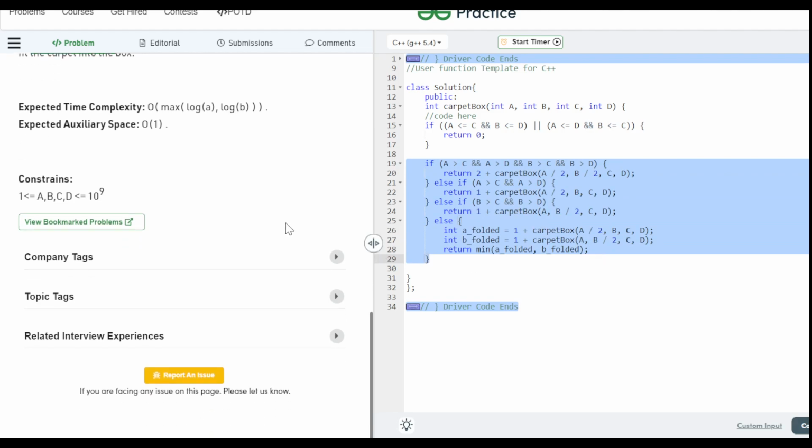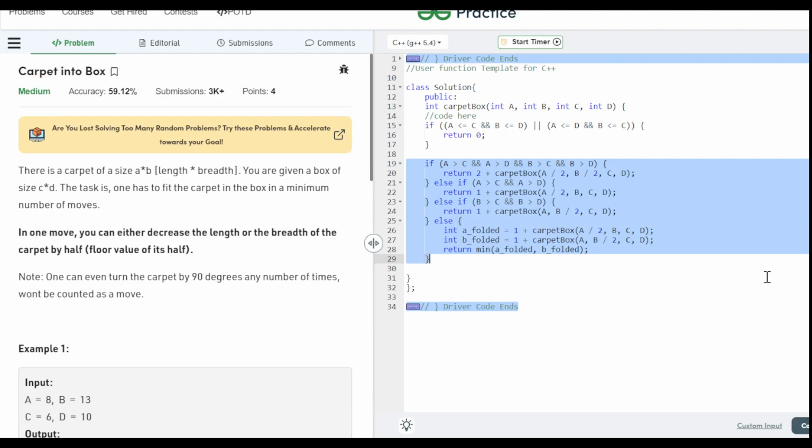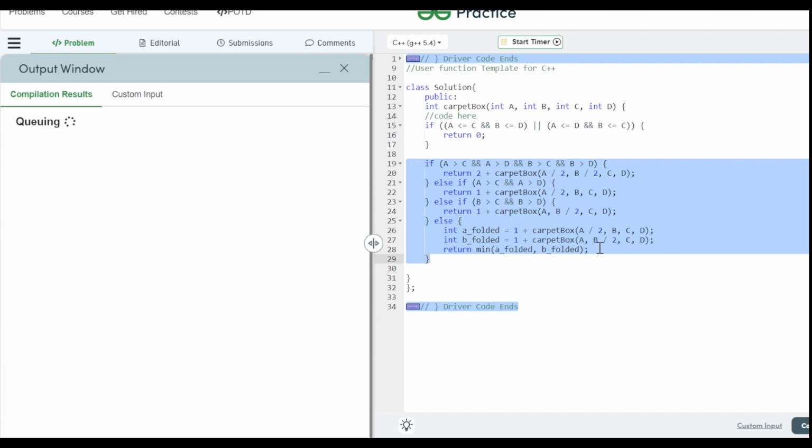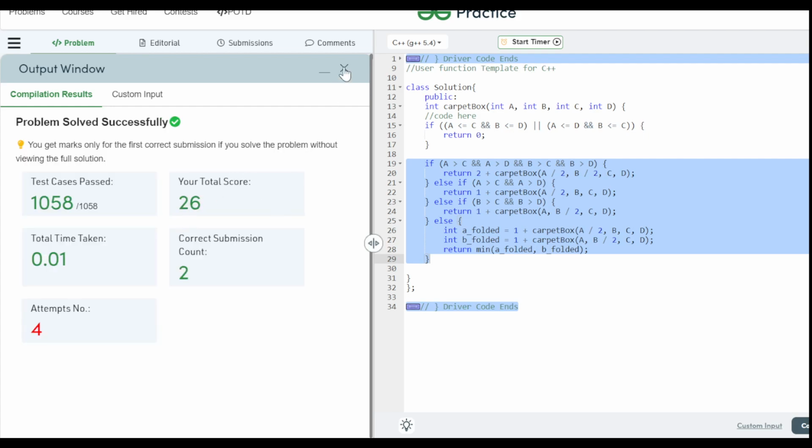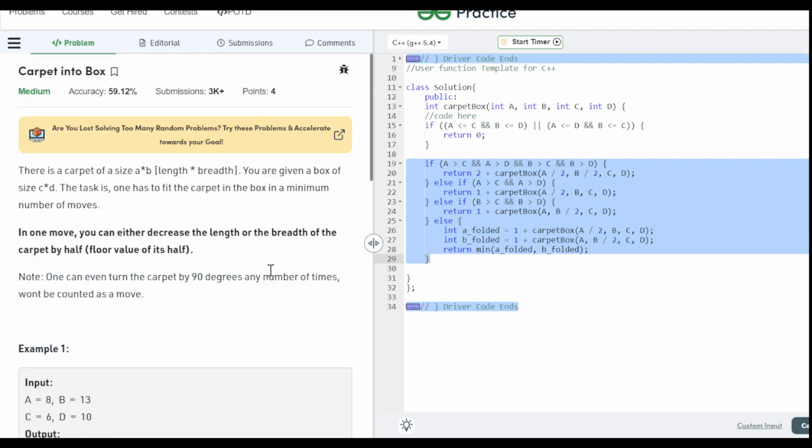So I hope you understood the concept well, and if I submit my code, you can see that all the test cases will pass. Yeah, all the test cases have passed.